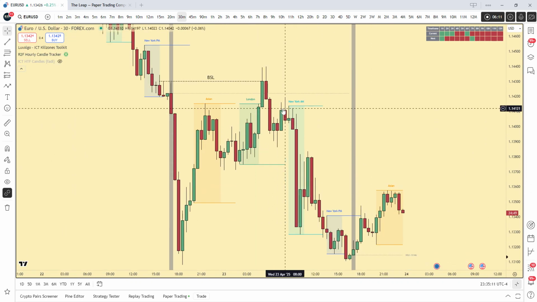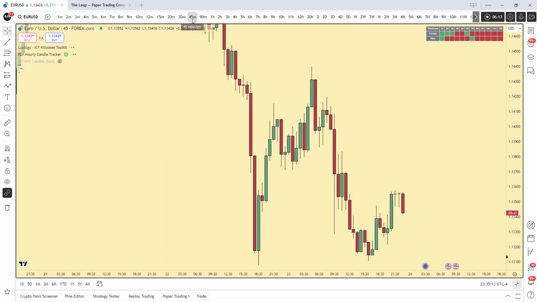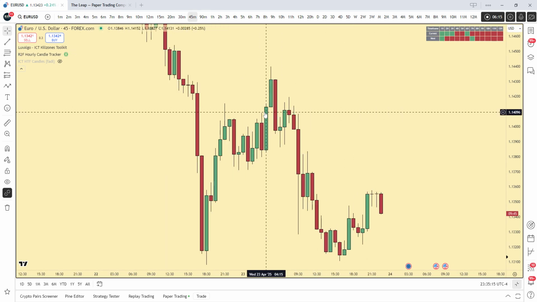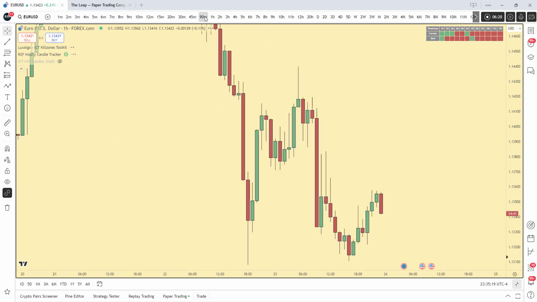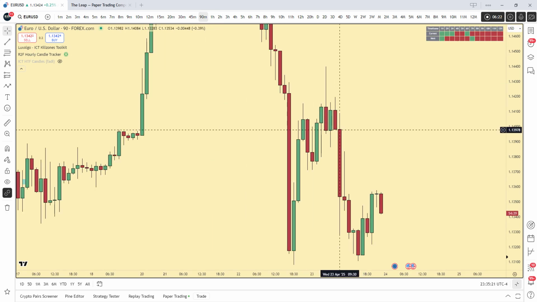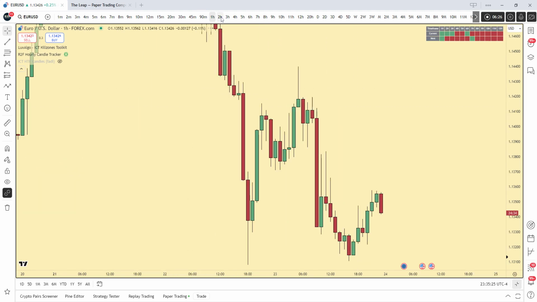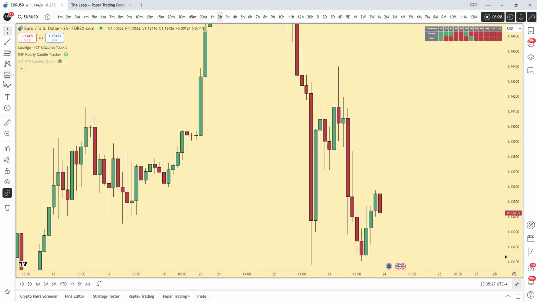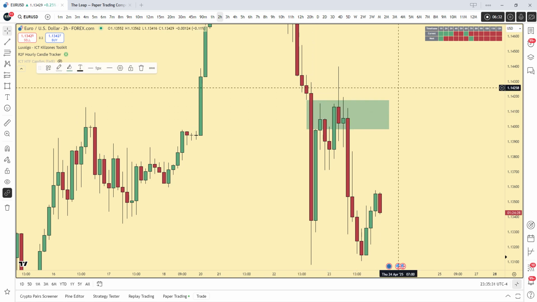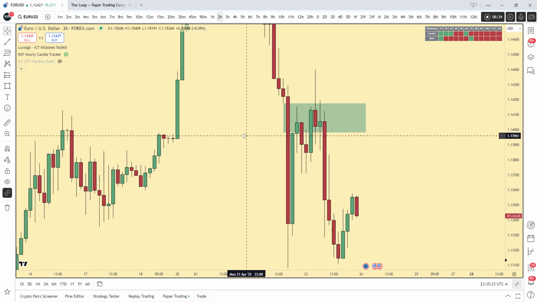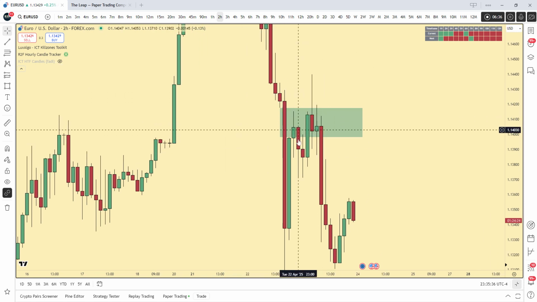If you go to the higher time frames, you can see a bit more clearly things like a balanced price range to move lower, maybe on the 1 hour, 90 minute, maybe you can consider that. And there was a 2 hour gap here that's being respected. We see it comes up.